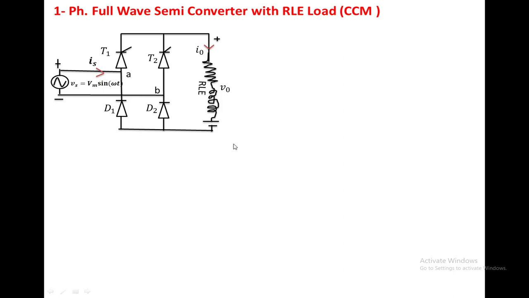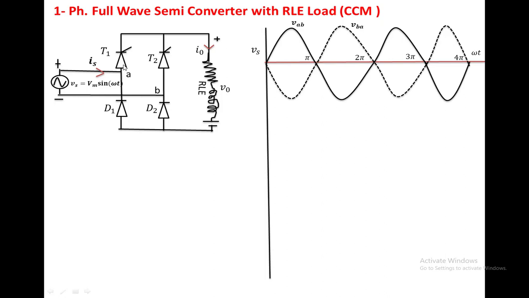To analyze the circuit, we have taken the input voltages VAB and VBA. Let's take T1 and D2 conducting. The load is connected to the source, so the load voltage is equal to VAB. Suppose T2 and D1 are conducting, the load voltage is equal to VBA. An SCR requires a triggering voltage, but a diode does not require any triggering voltage. Whenever it is forward biased, it goes to the on state, and whenever it is reverse biased, it will be off.